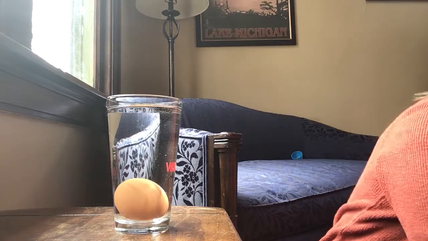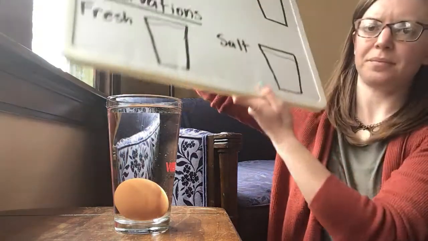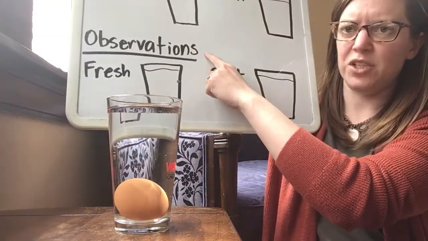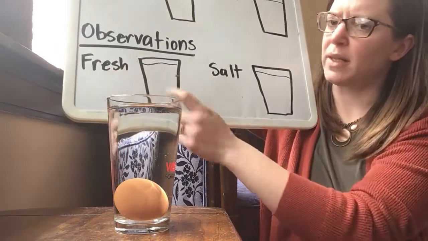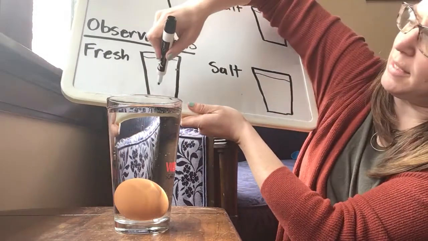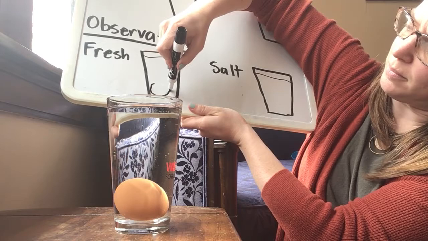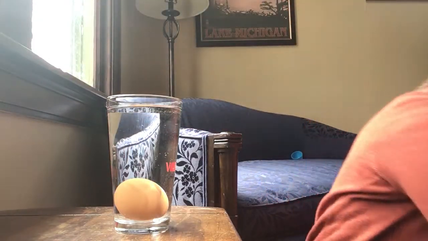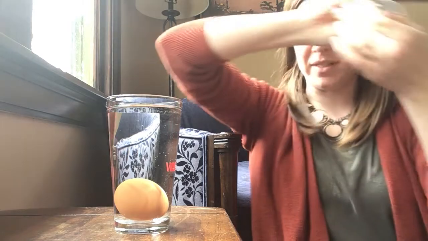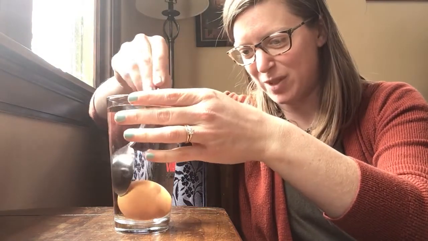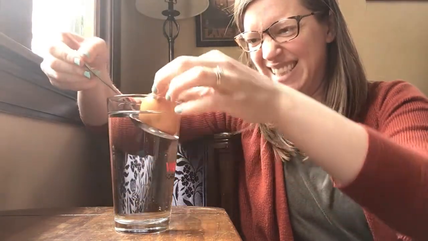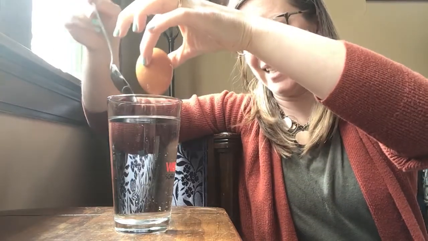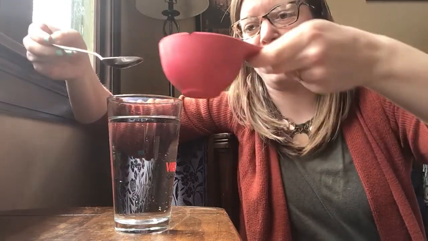So now you can go back into your notebook, and underneath observations for the fresh water, I am going to draw the egg sinking down to the bottom. There's my egg. All right, now for the fun part, we're going to see if I can retrieve this egg using my spoon without breaking it. Success. And now we're going to add some salt and stir it in.